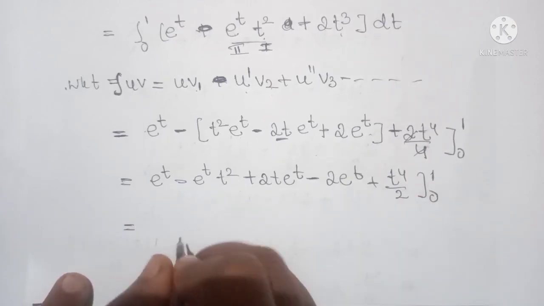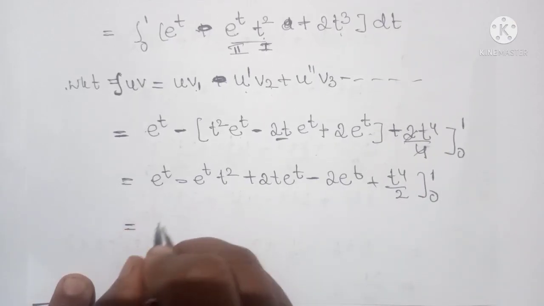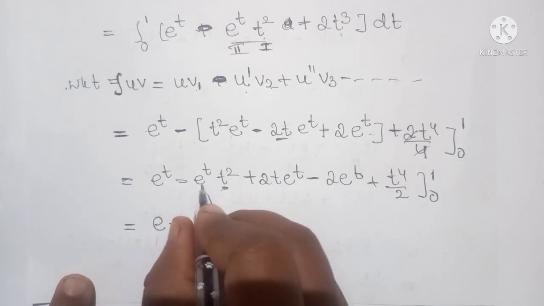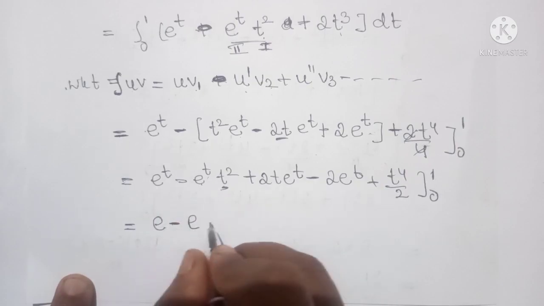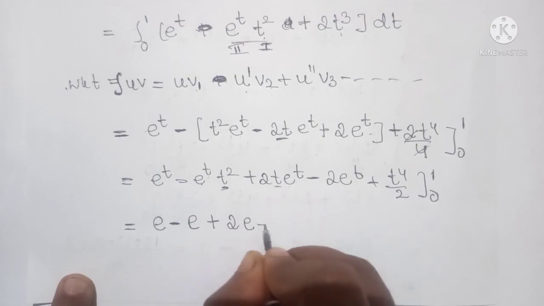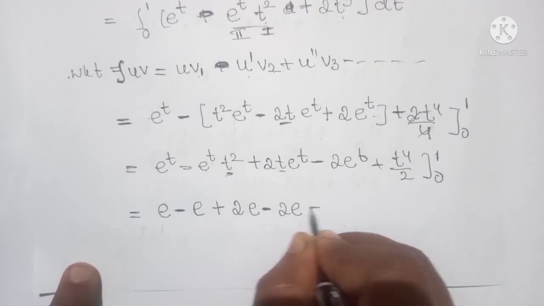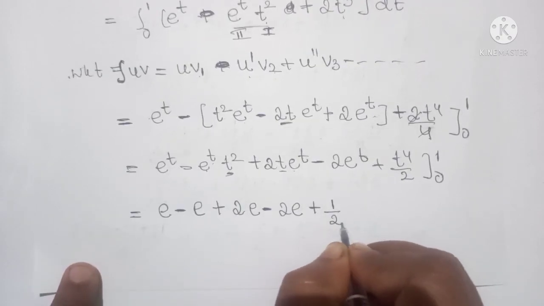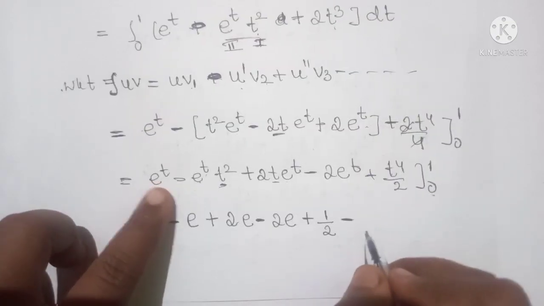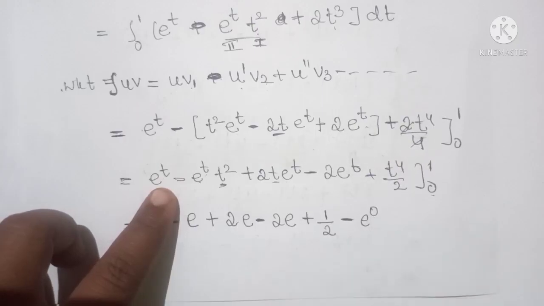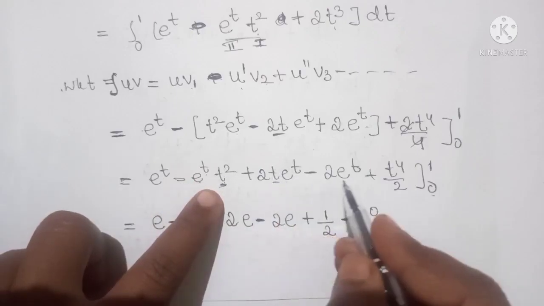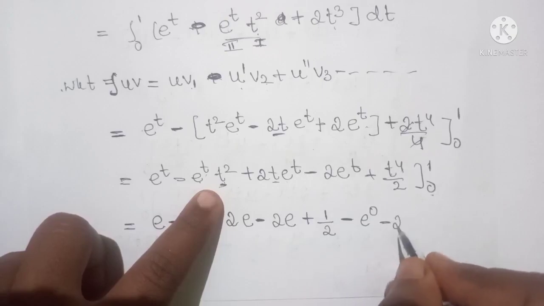So substituting upper and lower limits we get e power 1 is equal to e minus, so here the t value is equal to 1 and e power 1 is equal to e, therefore it is e plus again t value 1, e power 1 is equal to e minus, here also we get 2e plus 1 by t power 4, so therefore it is 1 by 2. Next minus lower limit, so here we get e power 0, okay, minus here t value is equal to 0, therefore we get 0, here also we get 0, so here we get minus 2 e power 0 and here also we get 0.